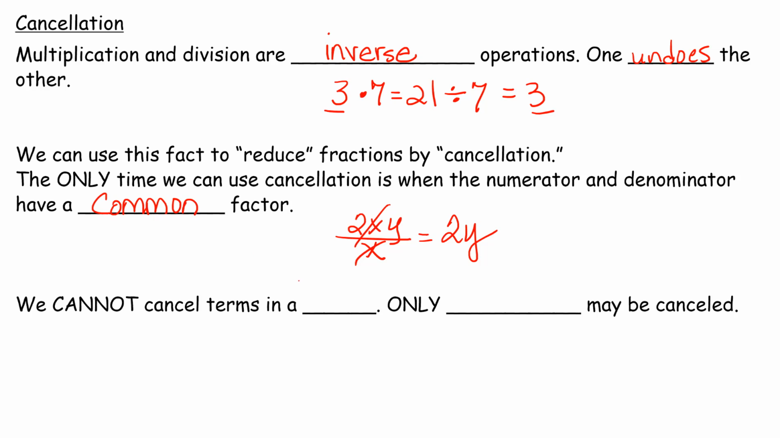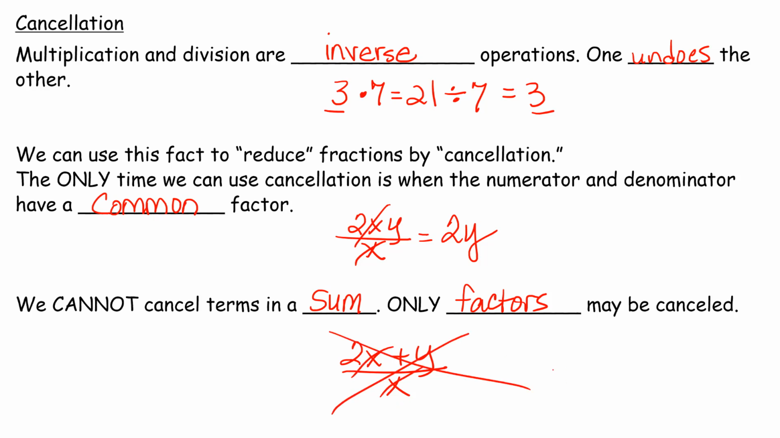We cannot cancel terms in a sum where you're adding or subtracting. Only factors may be canceled. So if you have 2x plus y over x, you cannot cancel the x. Even though the x is multiplied by the 2, it's not multiplied by the y. It has to be a factor of the whole numerator before you can cancel it with this x that is a factor of the denominator. So you cannot cancel the x's here.